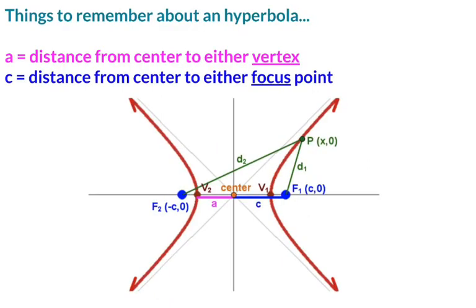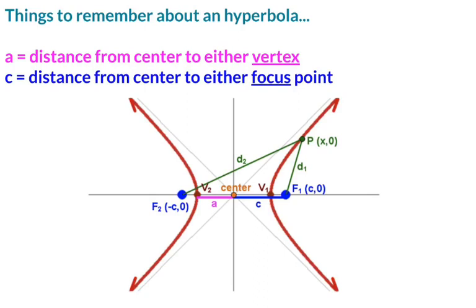All right, important things to remember about a hyperbola. Different pieces of information fit differently between hyperbolas, parabolas, and ellipses. A is the distance from the center to either vertex. It's actually the same in an ellipse, center to vertex. And C is the distance from the center to a focal point. So also the same in an ellipse.